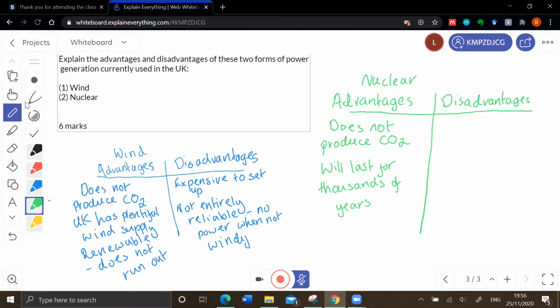Okay, disadvantages. Again, very expensive to set up, even more so than wind. A lot of setup. Obviously, the one we all know about: nuclear waste is difficult to dispose of, because nuclear reactors produce nuclear waste. Difficult to dispose of.